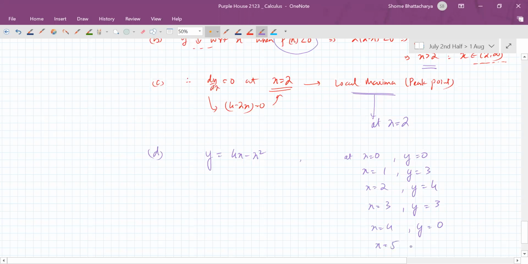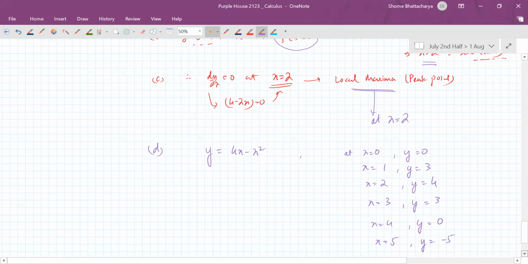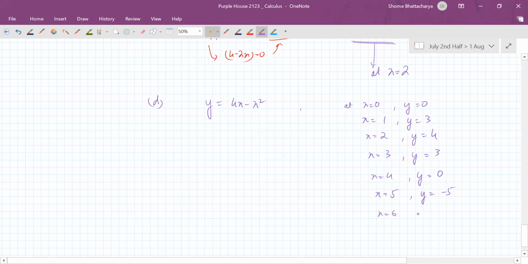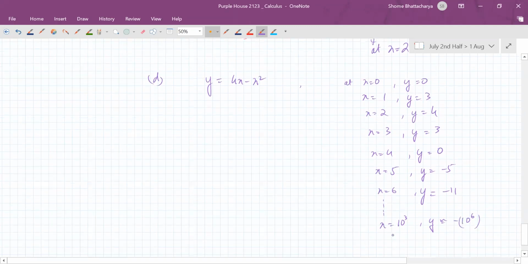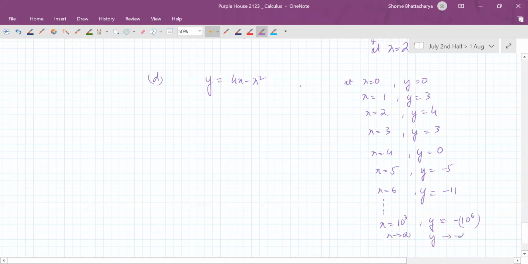At x equal to 5, it will become a negative quantity: 20 minus 25, so minus 5. Now, if I take x equal to 6, y is 24 minus 36, so that is how much? Minus 11. Like that, if I take a pretty large value, like x equal to 10 raised to 3, then y will become a very large negative quantity, almost minus 10 raised to 6. So when x tends to infinity, y tends to minus infinity.